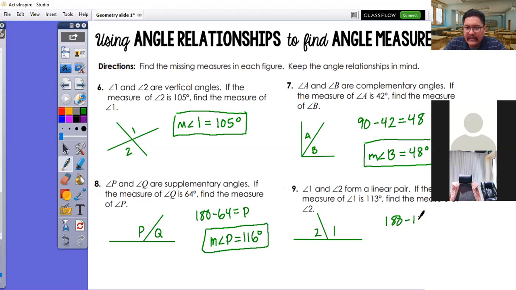Since we know it's linear, it's got to add up to 180 degrees, which means that if this is 180 degrees, we take away this one here and we'll be able to find the other one. So 180 minus 113, that's going to be 67 degrees. So measure of angle 2 is 67 degrees. And that's it for that one.